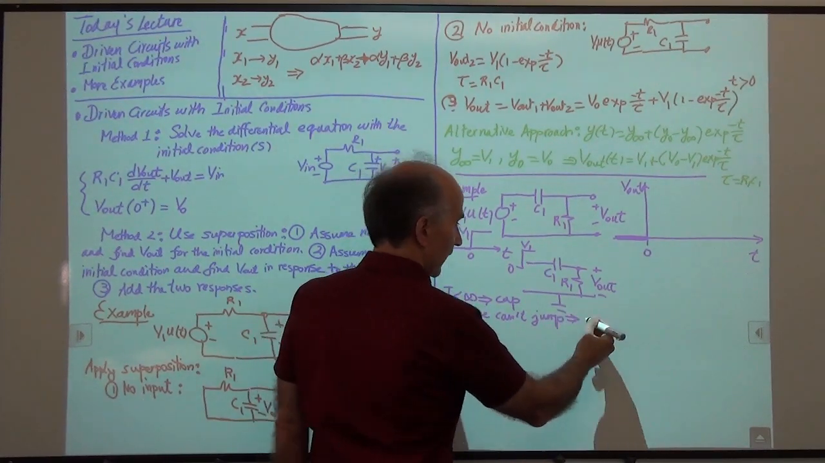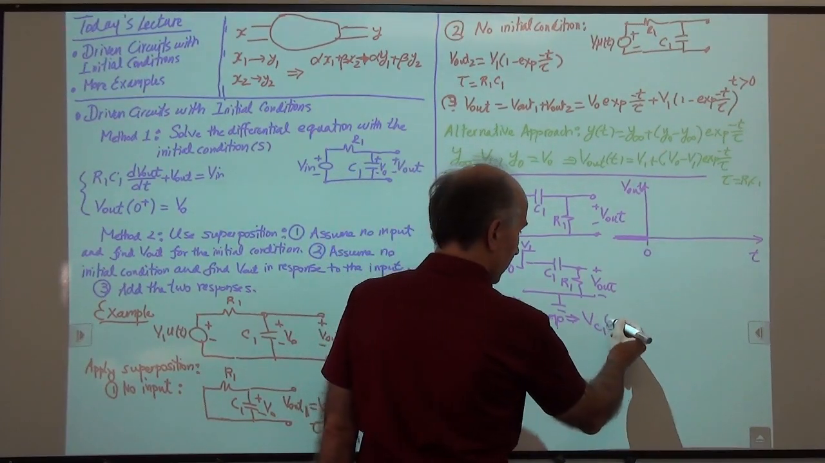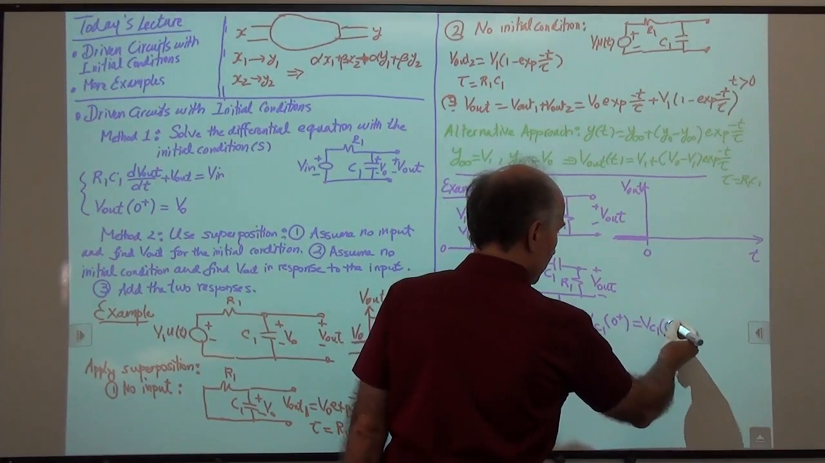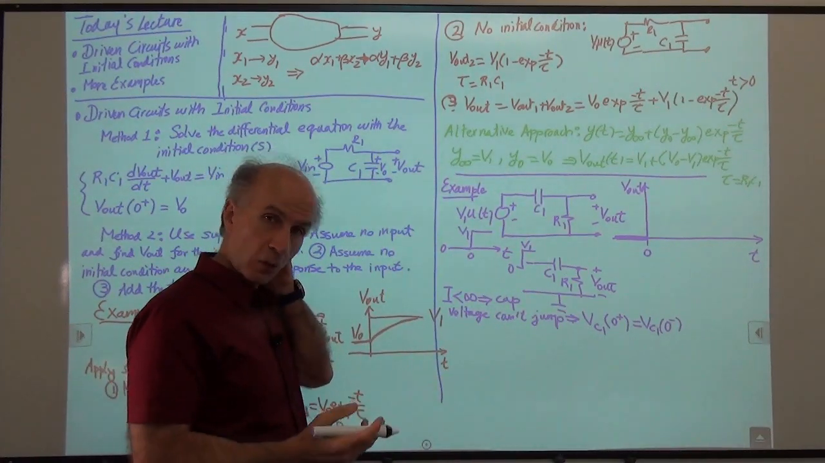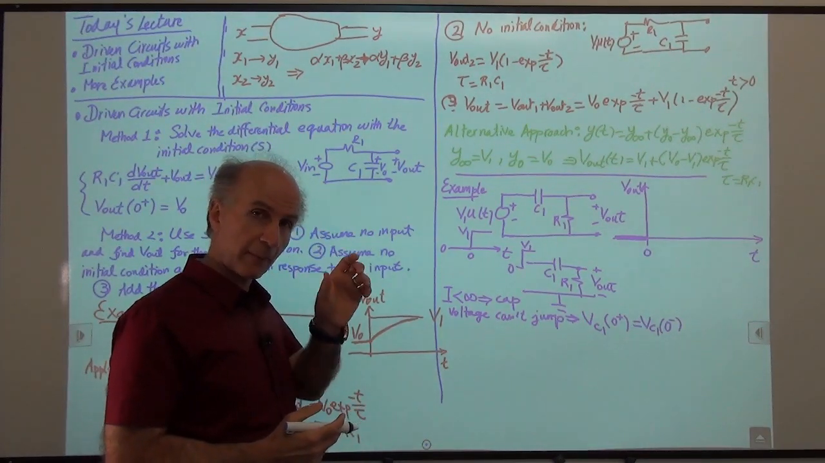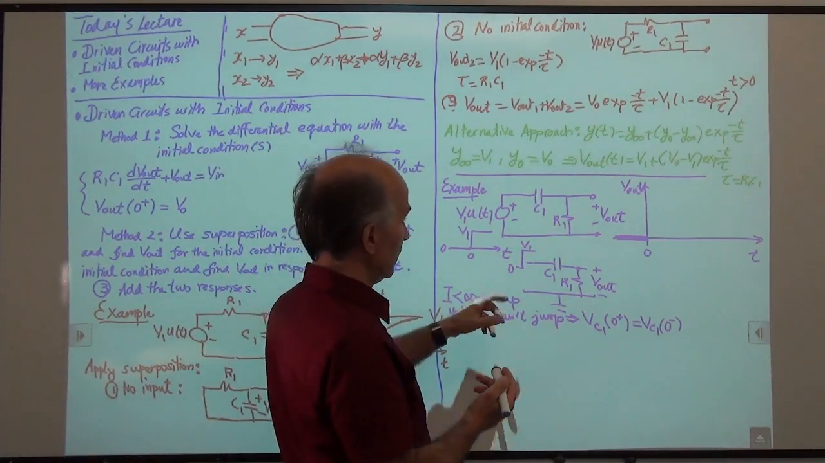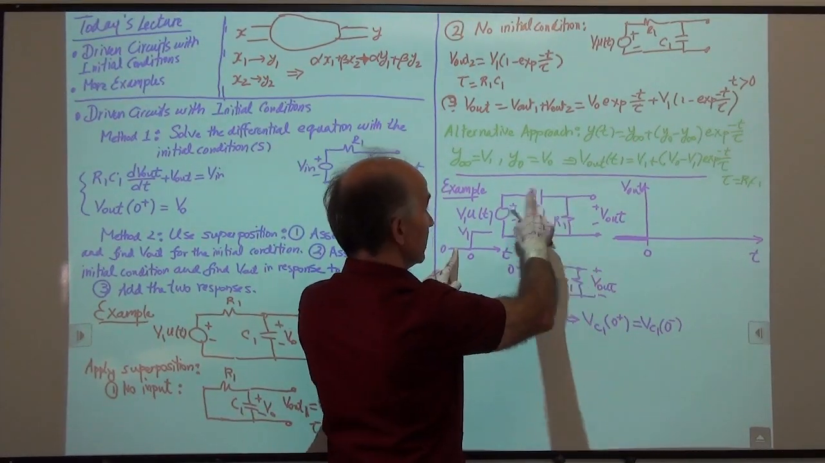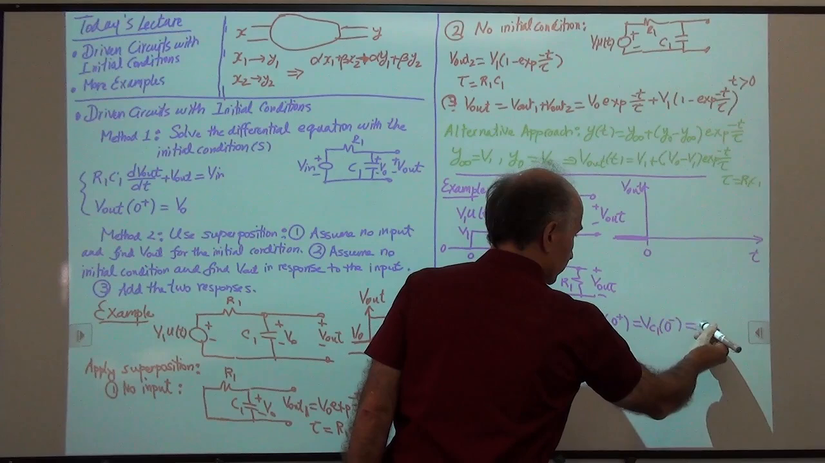That means that VC1, the voltage across the capacitor at time 0 plus, has to be equal to VC1 at time 0 minus. Right? That's what it means. The voltage cannot jump instantaneously. Okay, so how much is VC1 at 0 minus? How much is the voltage across the capacitor before time 0? Well, that's easy, right? Because before time 0, this is 0 and the output is 0. This is 0, this is 0. So the voltage on the cap is 0. So that has to be 0.